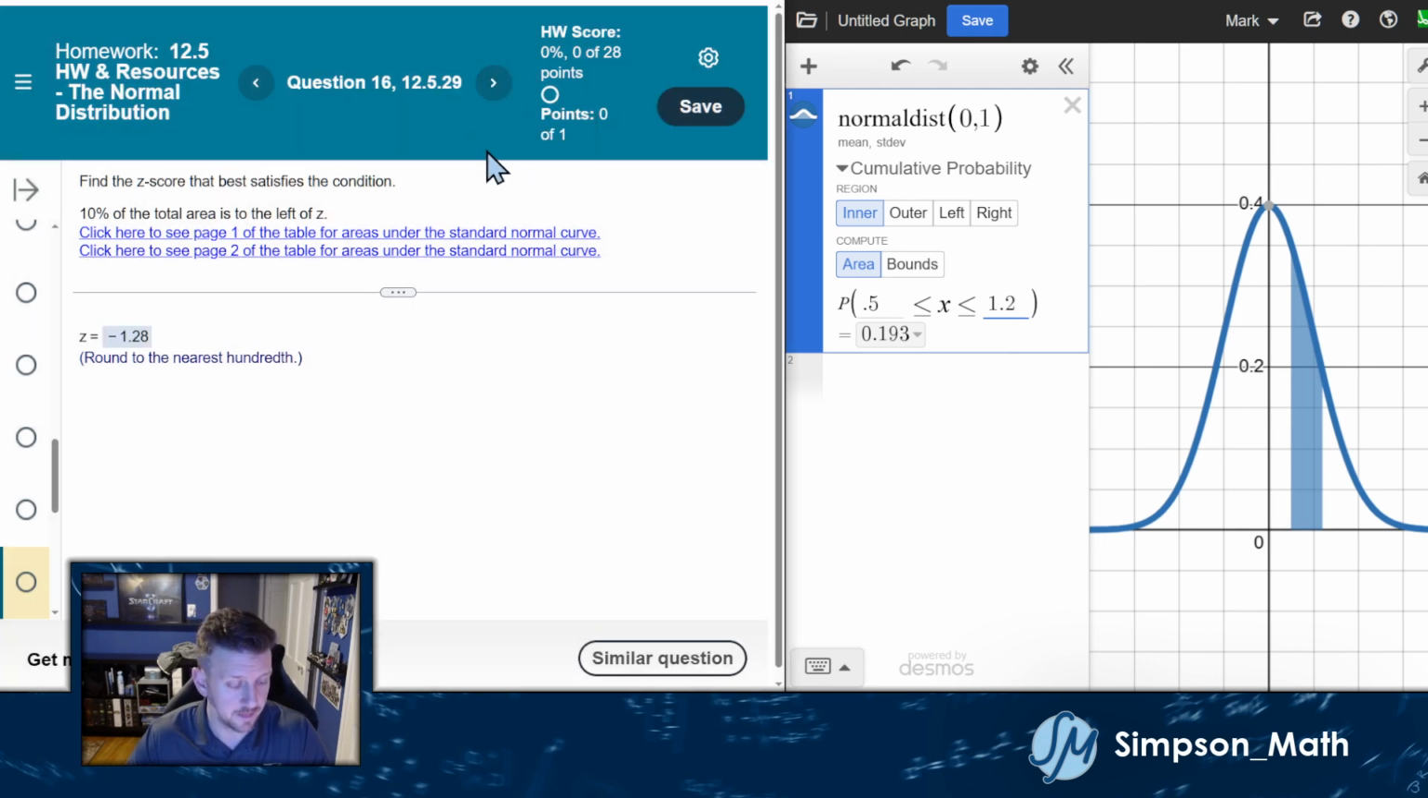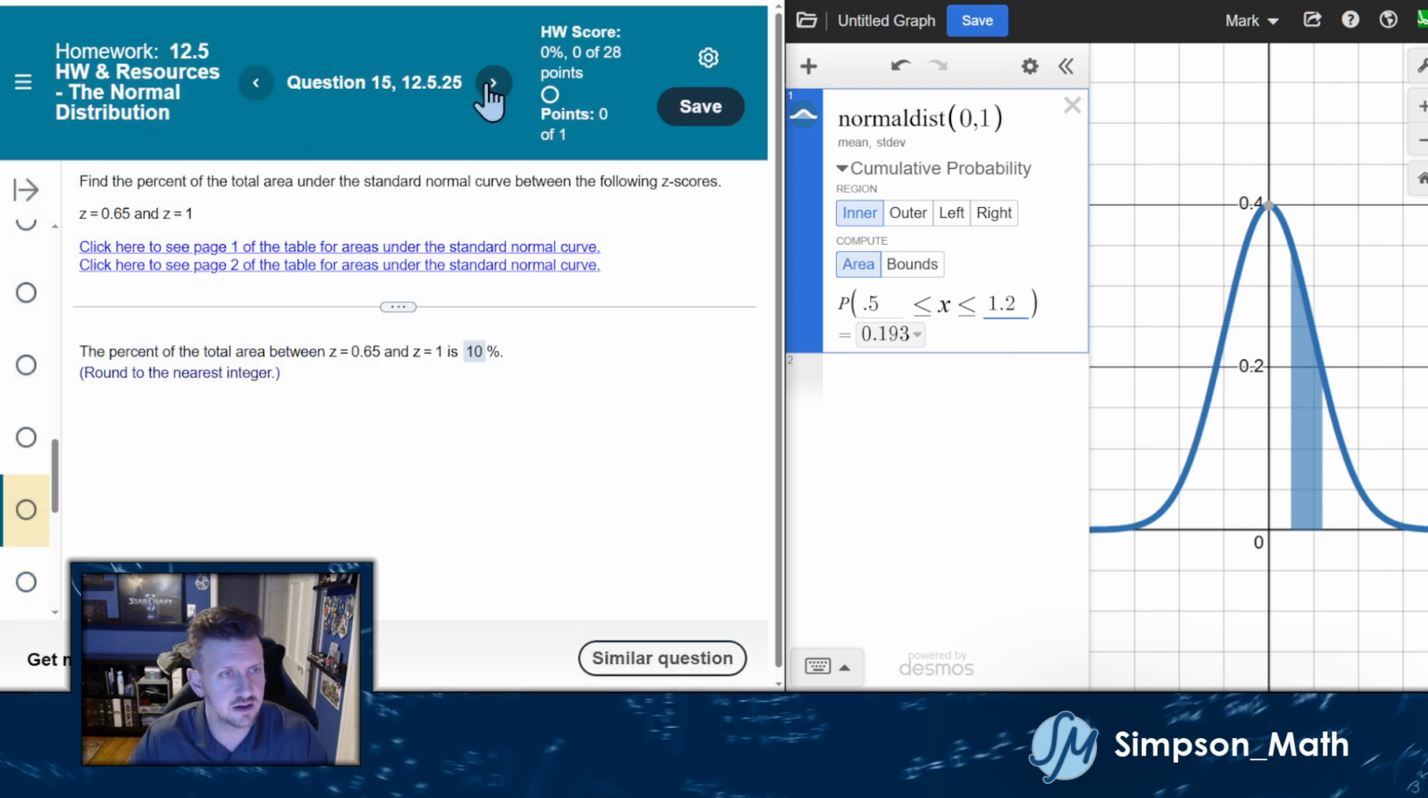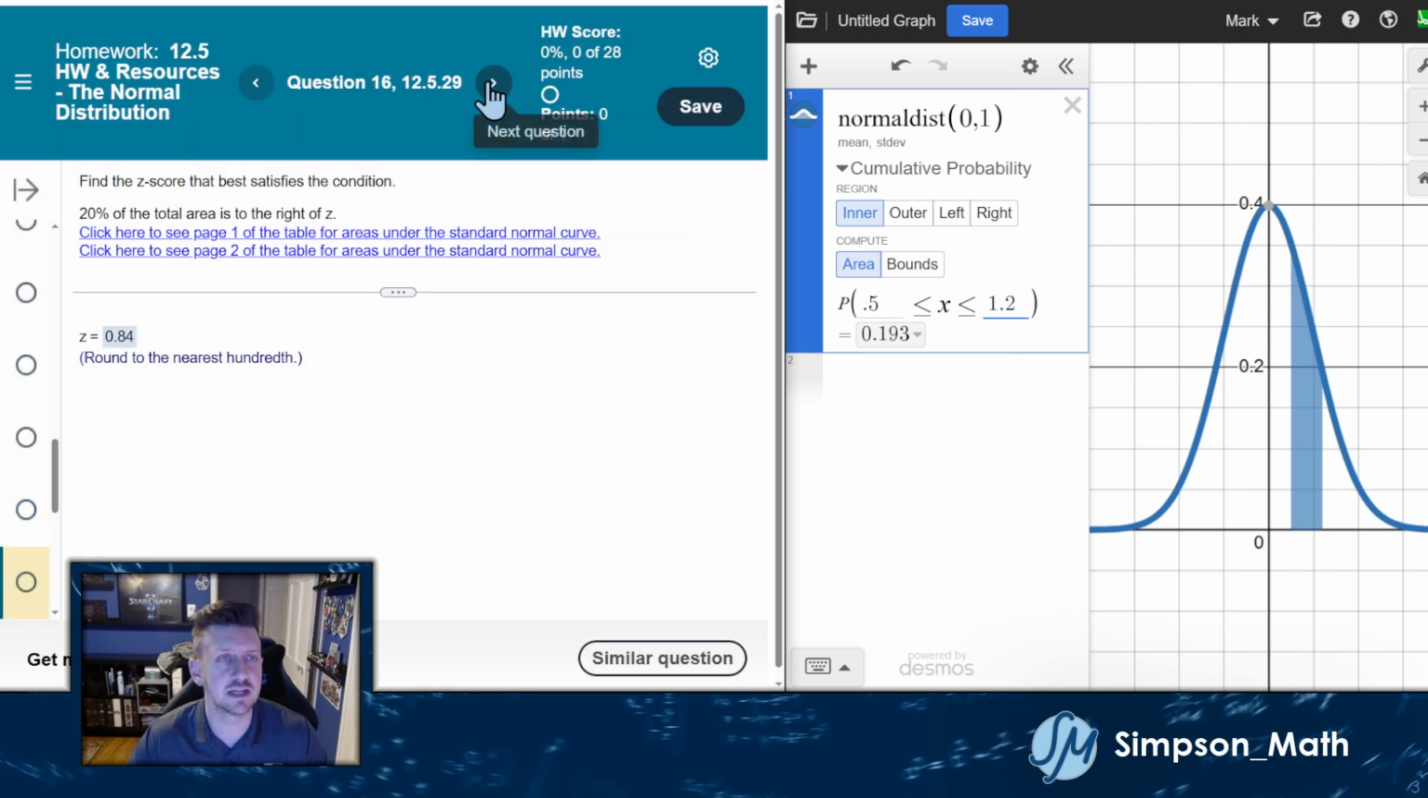Last one. Last two, did I skip 15? Nope, this one's our last one. Okay. So on 16 here, this one is then the inverse. So here I want to find the 20%, find the z-score that best satisfies the condition. So in this case, my answer is a z-score.